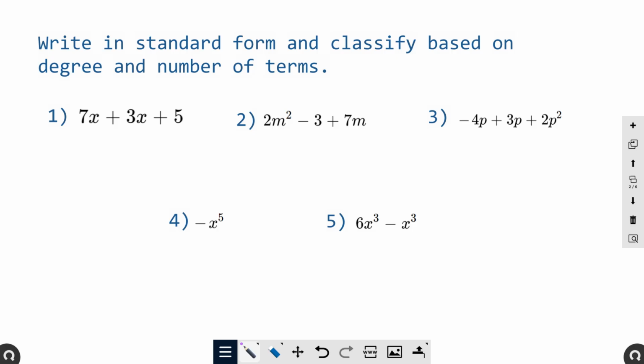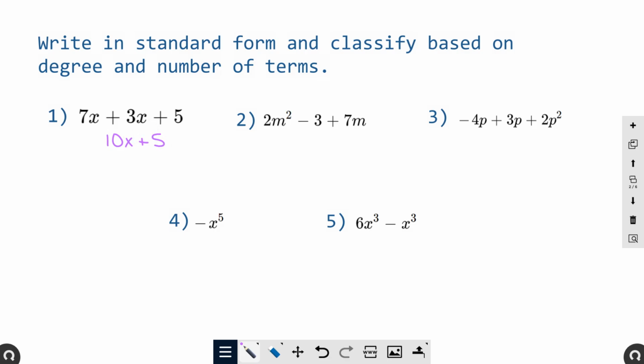So we want to write these in standard form, then classify them based on their degree and number of terms, using two of those names from the first slide. So what do we do with this first problem? Combine like terms, we get 10x plus 5. All right, let's name it.